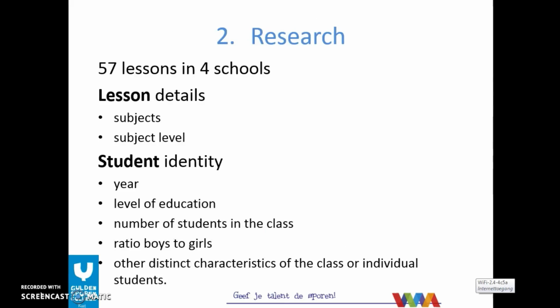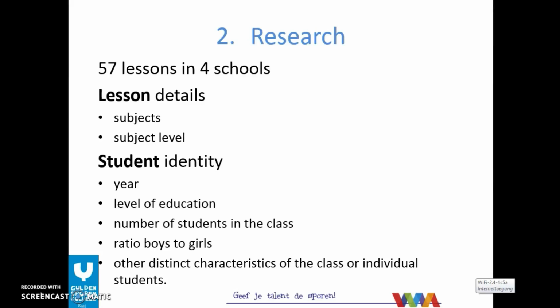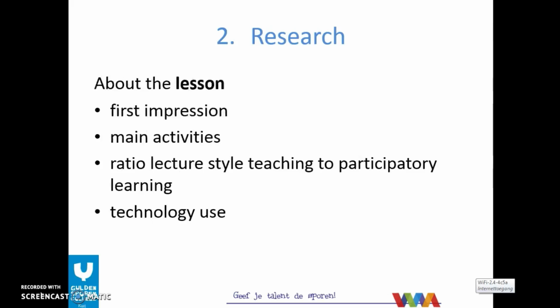We've done research over 75 lessons in our 4 schools. And we assembled data about the lessons, the subjects and subject level. We assembled data about the students, the year they're in, the level of education, the number of students in the class they're in, the ratio of boys to girls of the class, and also other distinct characteristics of the class or individual students. As for the teachers, we assembled data about their age, their gender, the main subjects they're teaching, and the main education level they're teaching in.